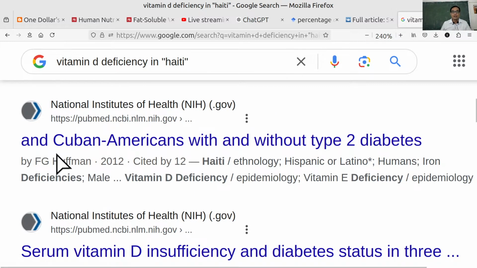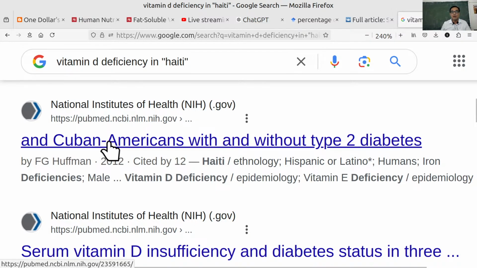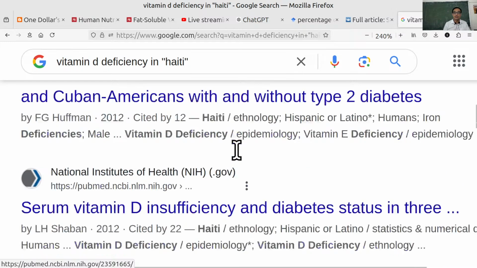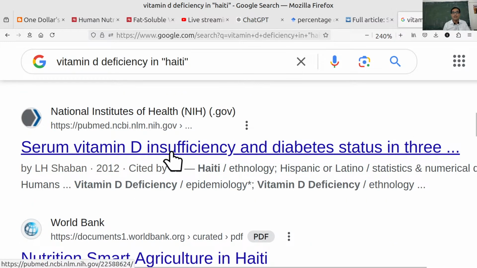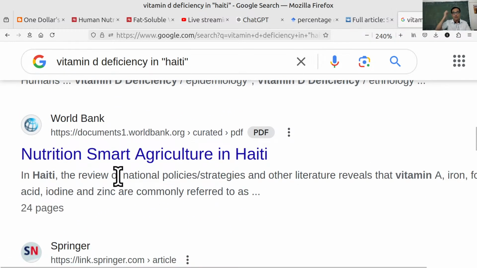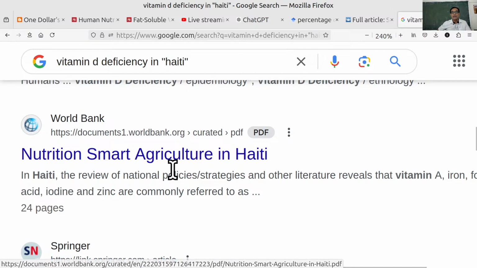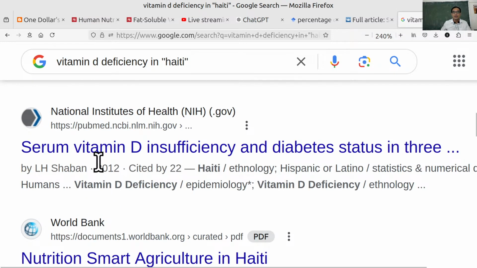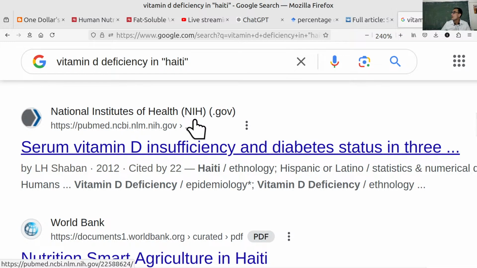And Cuban Americans with and without type 2 diabetes. No, I don't have this. Serum vitamin D insufficiency and diabetes studied in 3 countries. You can check this. Nutrition smart agriculture in Haiti. And I would like to suggest here the World Bank organization. This one is okay. This one is from NIH.